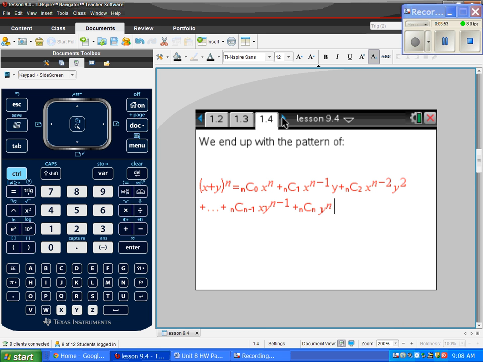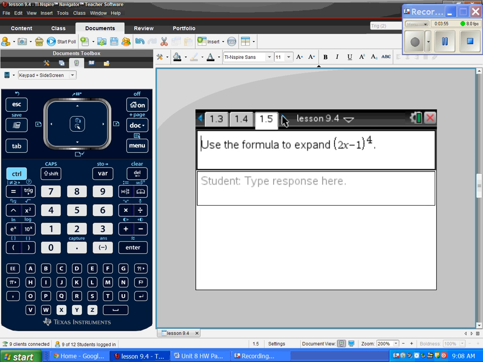Okay, so I know it's a little bit confusing. When you see it applied, it'll be a little different. So we have 2x minus 1 to the fourth. Okay, we want to expand it out. We're going to use our formula.